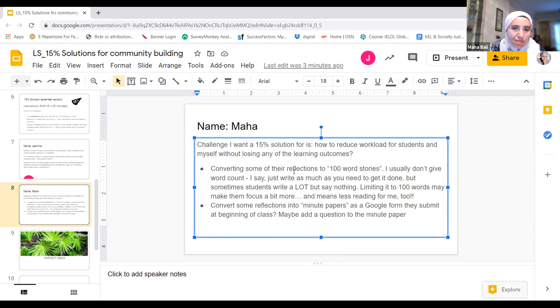So those are my ideas. I think this can have a lot of benefit when faculty do it together, to get ideas from each other. Definitely, there's a lot to be gained when people exchange ideas, that's for sure.